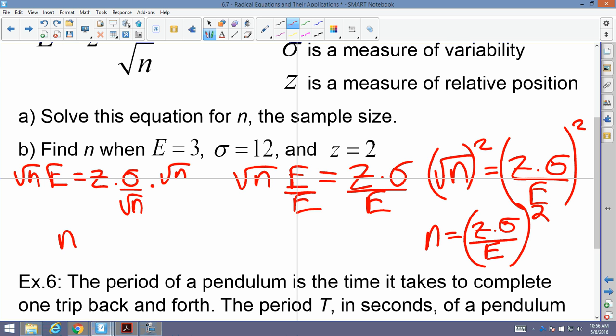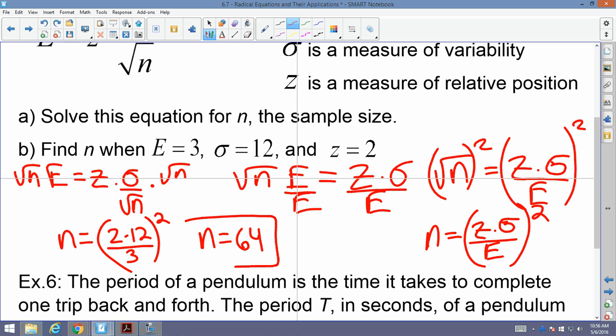n is going to equal Z, which is 2, times 12, which is sigma, divided by E, which is 3. All of that squared. 2 times 12 is 24. Divided by 3 is 8. 8 squared is 64. Very good, brothers. And that's my answer. Okay? Yes, sir, my brother.